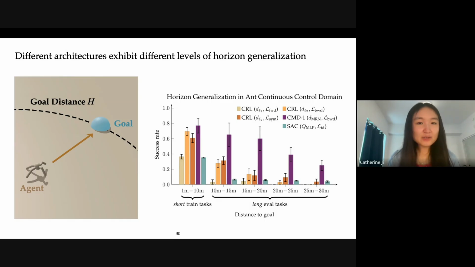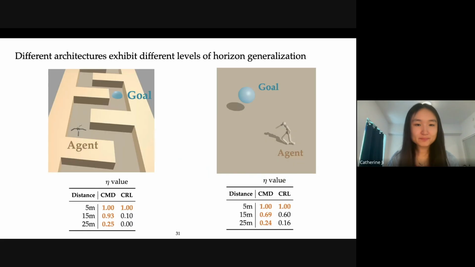Aligning with our theoretical predictions, the most planning invariant policy, which is the CMD1, exhibits the most horizon generalization. So it retains success at horizons much longer than the horizons of the train tasks. Again, we are only training on these short 1 meter, 10 meter tasks, and we are evaluating on distances that are much longer than this.